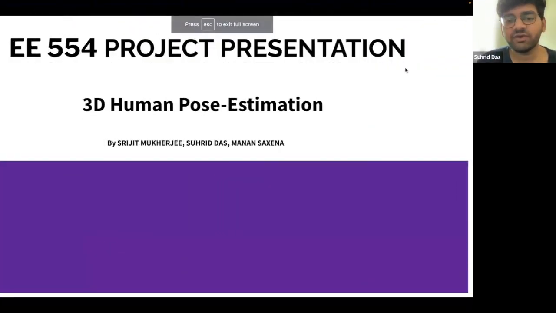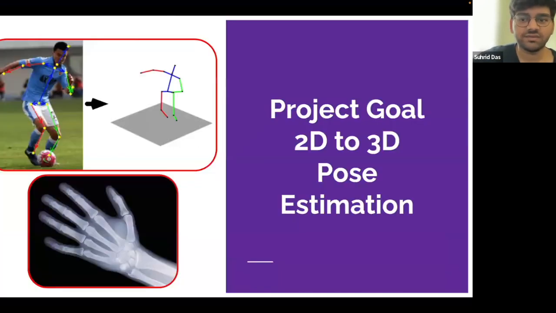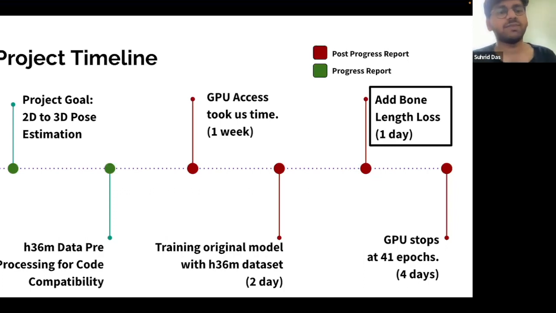After the brief overview of the project, I would like to go through the essentials and the intricacies of the project. This is the entire timeline of the project. I know that we have submitted a progress report, but I wanted to go over it once more.